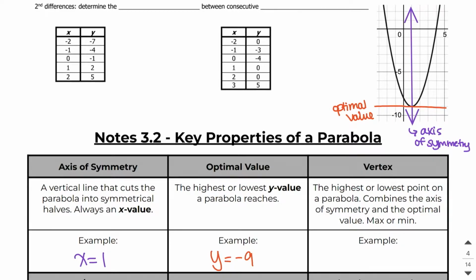And then the vertex combines the axis of symmetry and the optimal value. So the vertex actually occurs at this specific point right here. And the coordinate is going to combine the axis of symmetry with the optimal value, so the one with this -9. So this right here would be (1, -9). And because it is the lowest value that we would see, this is called a minimum. If our parabola looked like this, then our vertex would be called a maximum, okay?